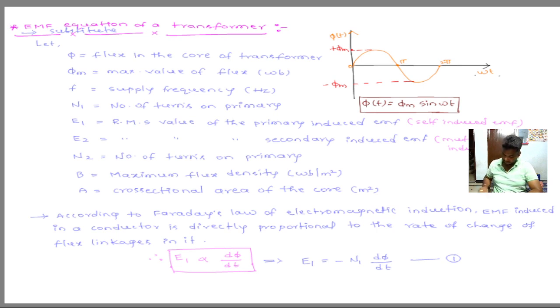This rate of change of flux linkages in it. Rate of change of flux linkages in it.